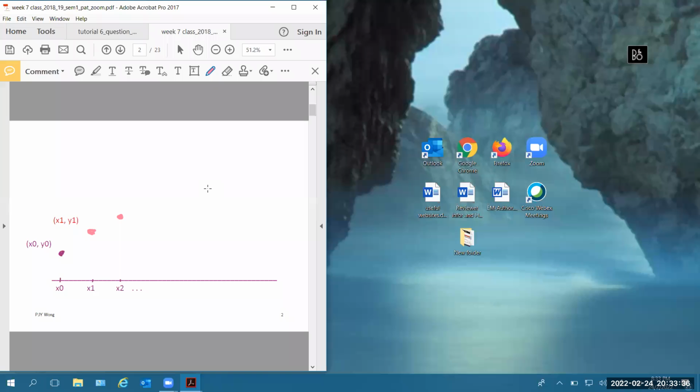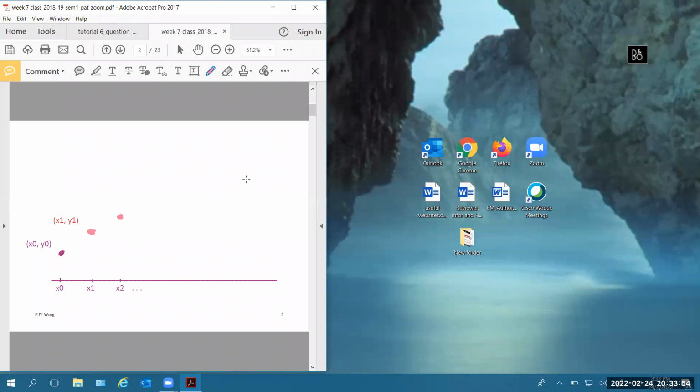One thing to note is that all these y1, y2, and so on, the value of y at x1, the value of y at x2, they are not the exact solution, all right? They are just approximate. So they are just approximate solutions.